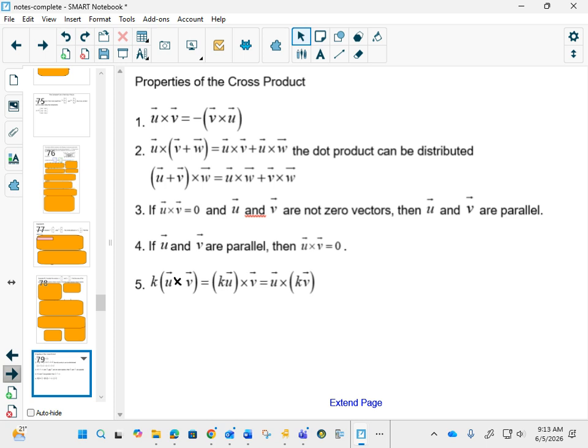Properties of the cross product. You have to put a negative if you do it in the opposite direction. We've already talked about that one. You can, and this is a typo. Does yours still say dot or did I change it on yours? Says dot. Okay. The cross product can be distributed.